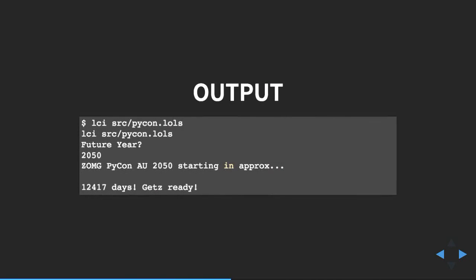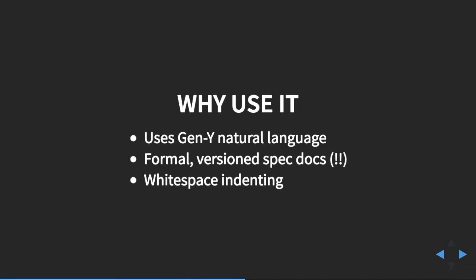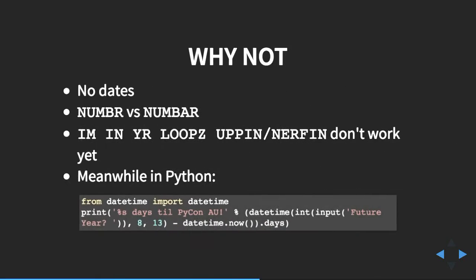So we run this and we put in 2015 and we discover that it's only 12,000 days until PyCon AU 2050, so get ready. So why might you use it? Essentially it's using Gen Y natural language, it's got formal spec docs, which is amazing, and whitespace indenting, yay! Yeah! Stop clapping, only has 1:30. Well, why not? So there's no dates, integers and floats are quite interesting, number versus number, have fun with that. List comprehensions don't work, and meanwhile in Python you can do it in 2 lines.